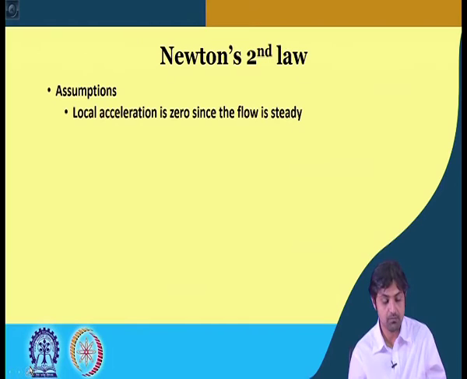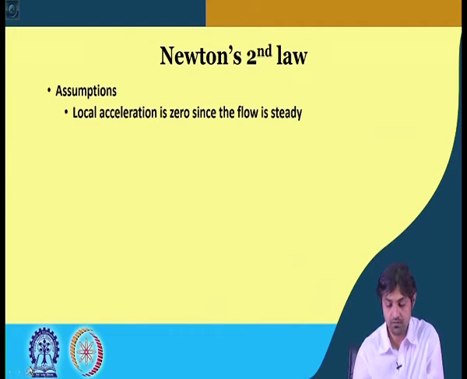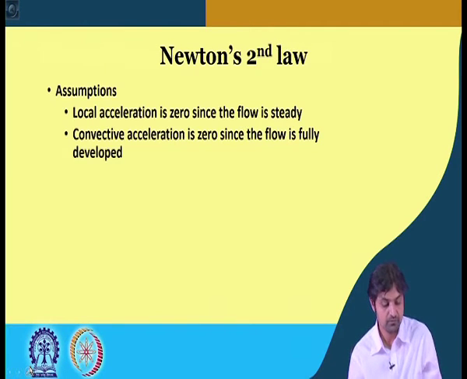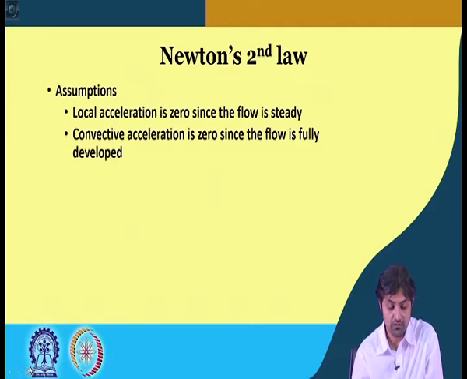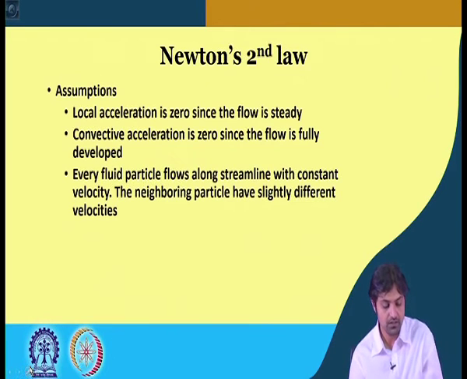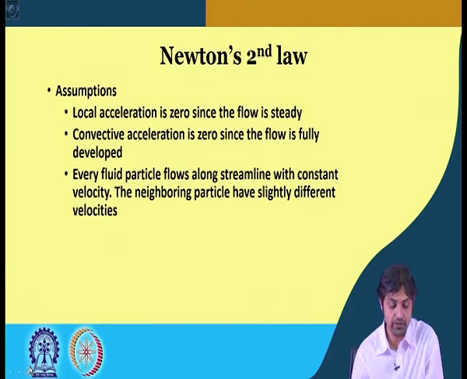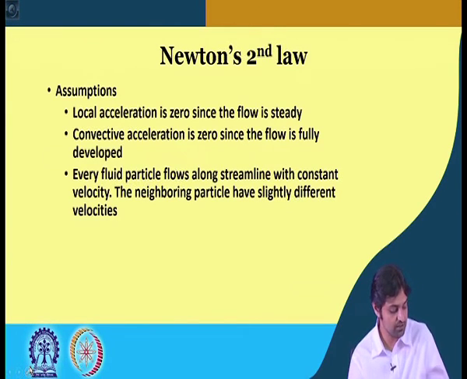So, there are some assumptions. The local acceleration is 0 since the flow is steady. We also assume that the convective acceleration is 0 since the flow is fully developed. Now, every fluid particle flows along a streamline with constant velocity. The neighboring particles have slightly different velocities because the velocities are a function of radial distance r.